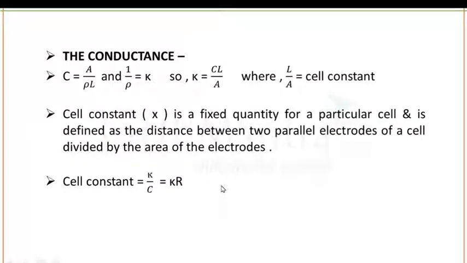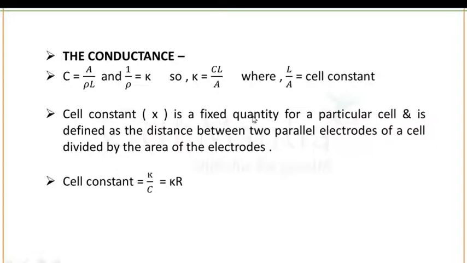C is equal to A upon rho L, and 1 upon rho is your K as you know it. So A divided by K is equal to CL upon A, where L upon A is your cell constant. Now what is cell constant? Cell constant is denoted by symbol X.